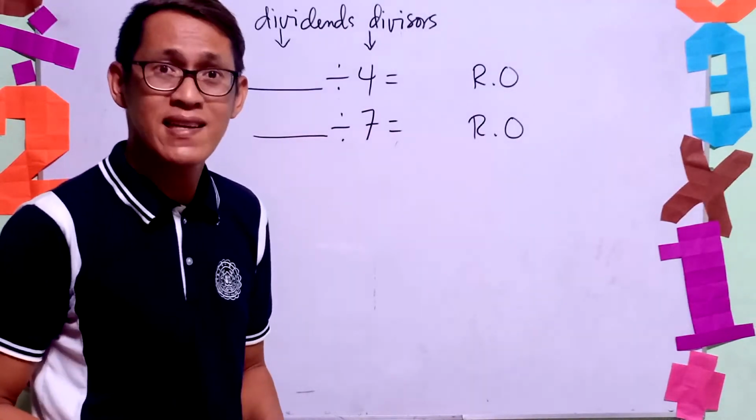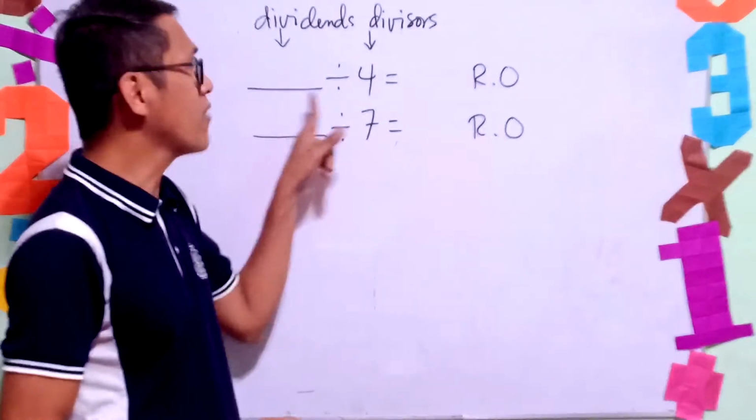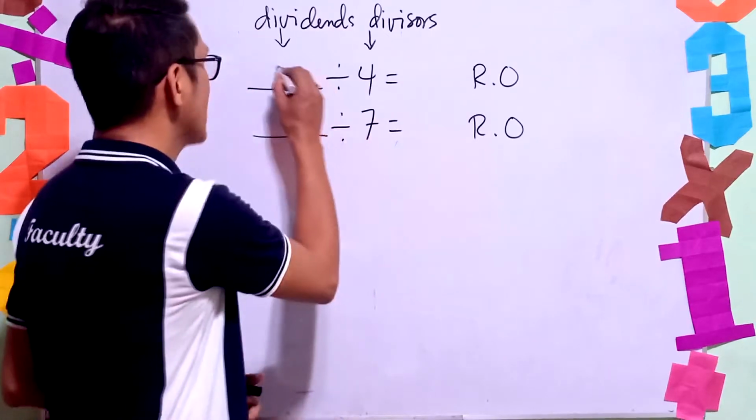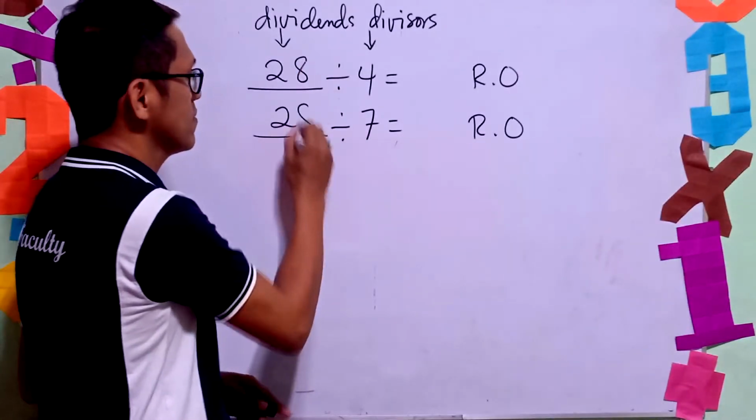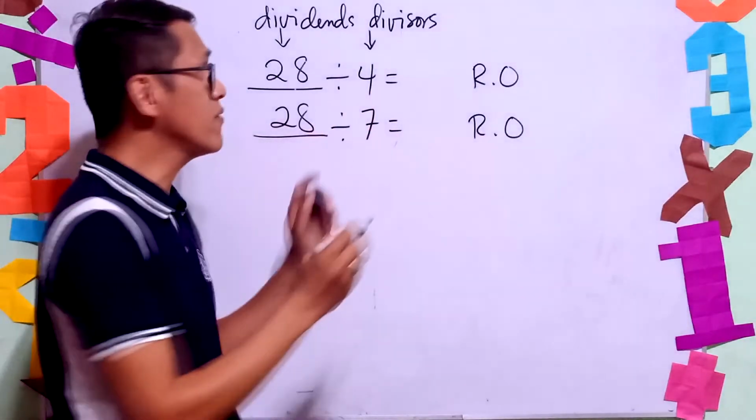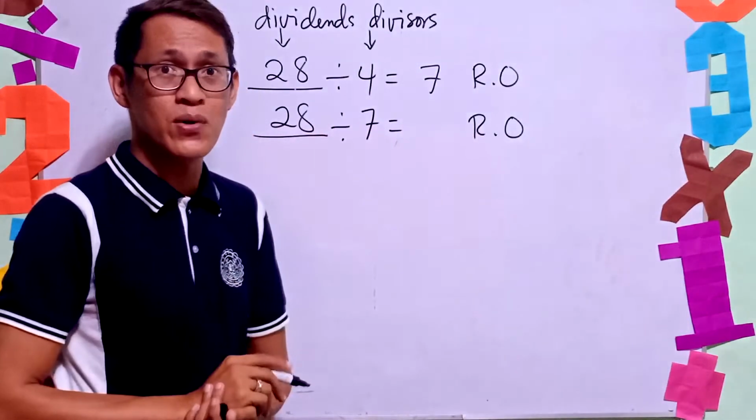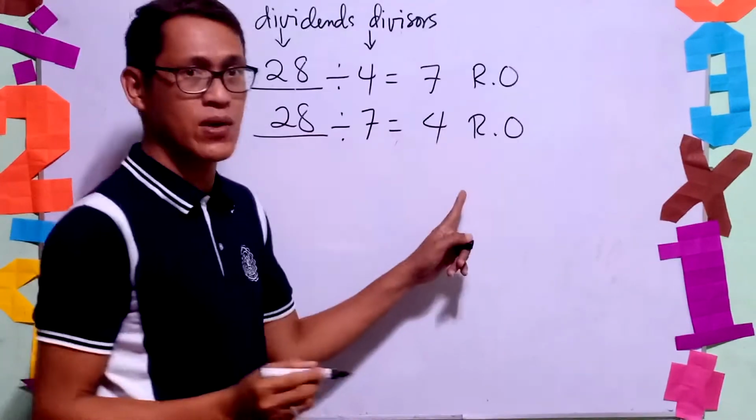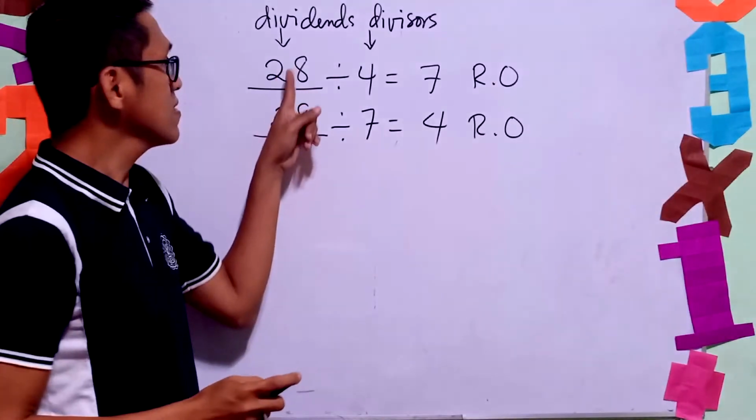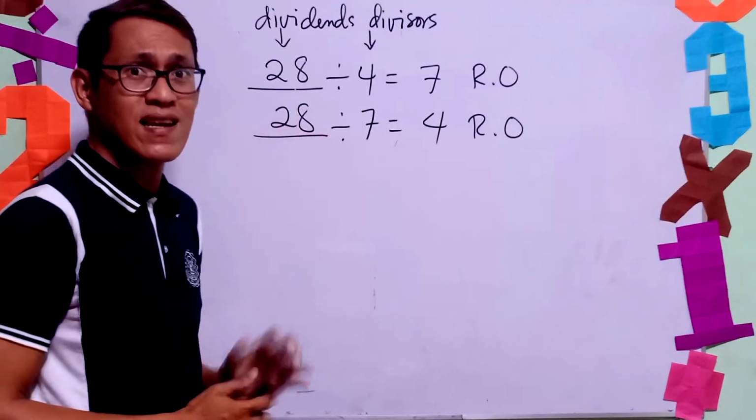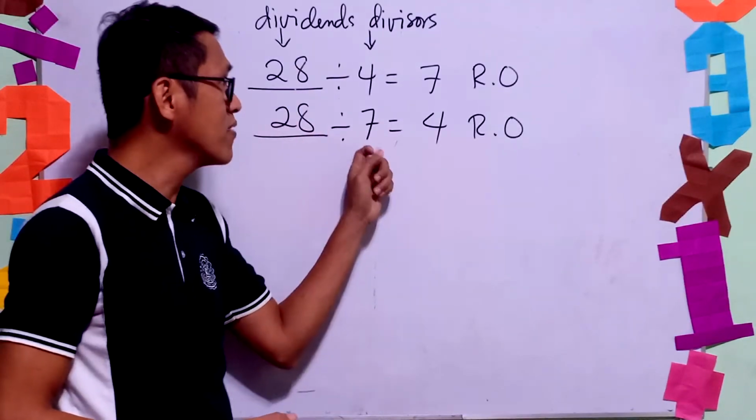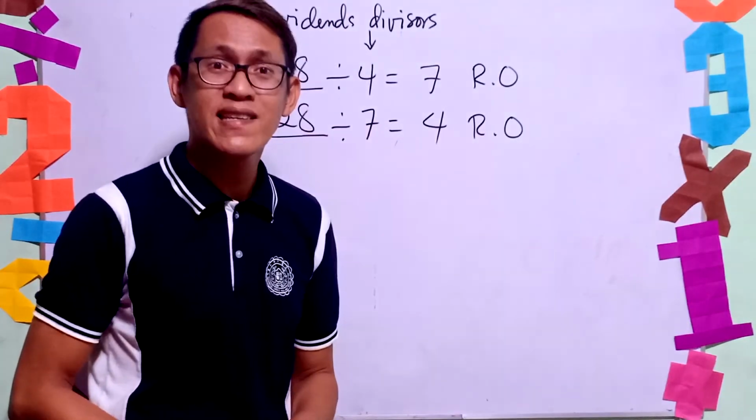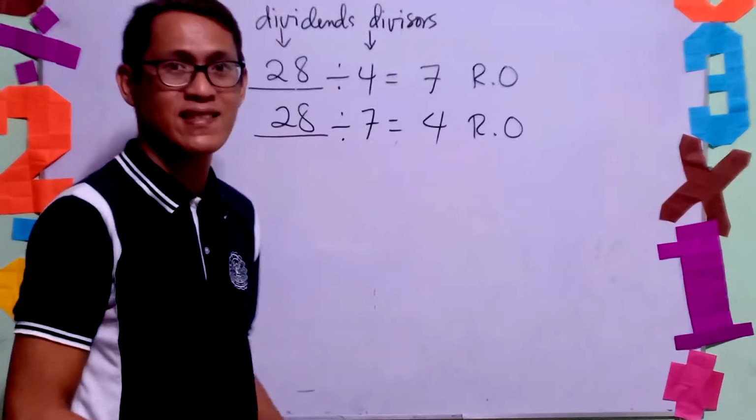Yes, you're correct. The smallest dividend that when divided by 4 and 7 will give you remainder of 0 is, yes, it's 28. 28 divided by 4 will give you 7, remainder 0. 28 divided by 7 will give you 4, remainder 0. So 28 here is the least common multiple of 4 and 7. So, least common multiple is simply getting the smallest dividend.